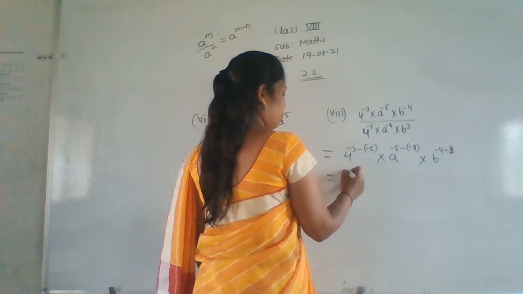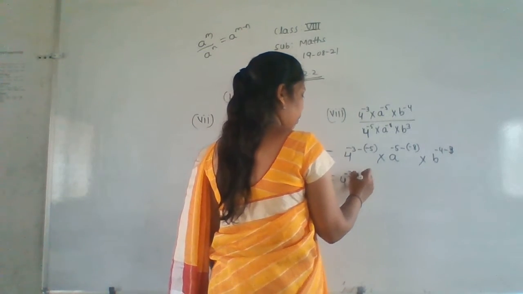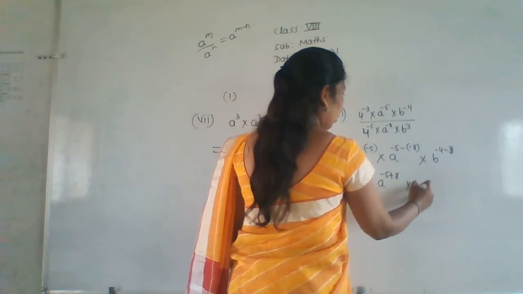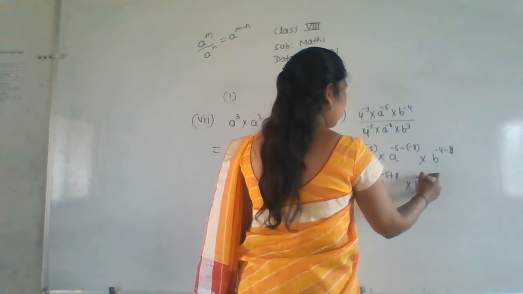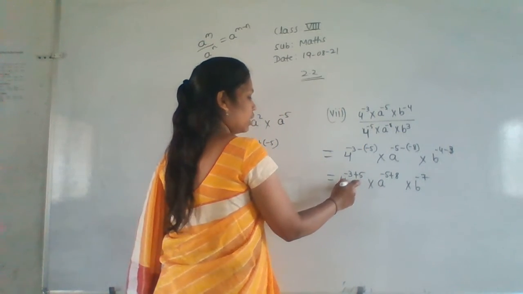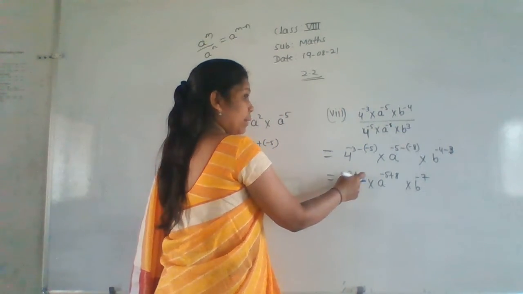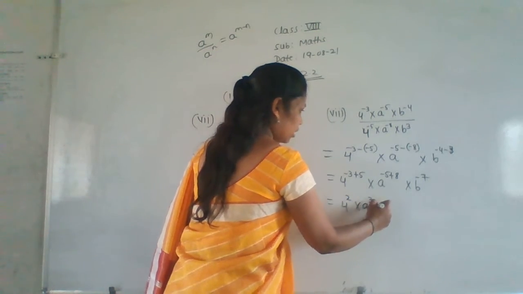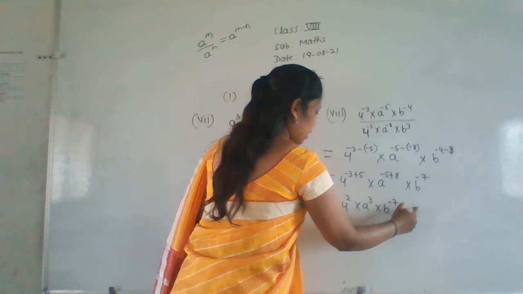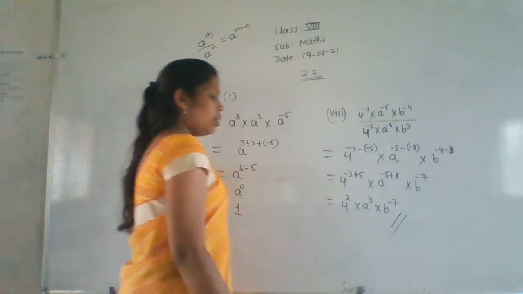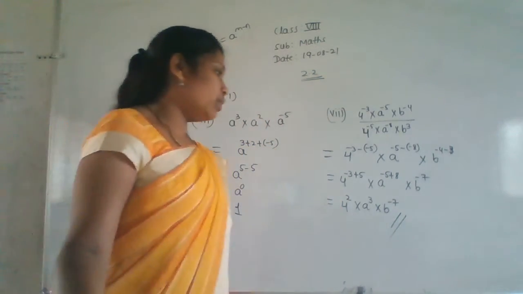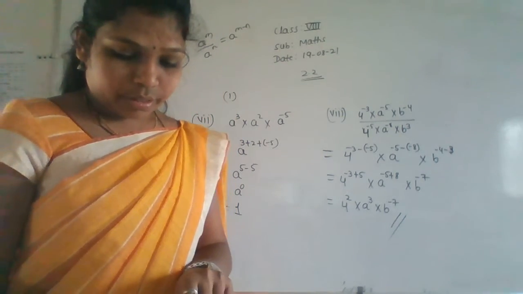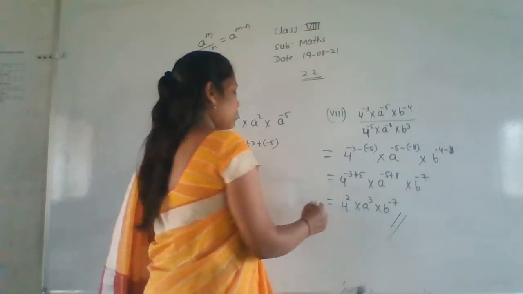So now here 4 to the power minus 3 plus 5, that will be 4 to the power 2 into a to the power 3 into b to the power minus 7. So this is the answer. 4 to the power 2, a to the power 3 into b to the power minus 7. Okay? Or else you can write the simplified answer also.